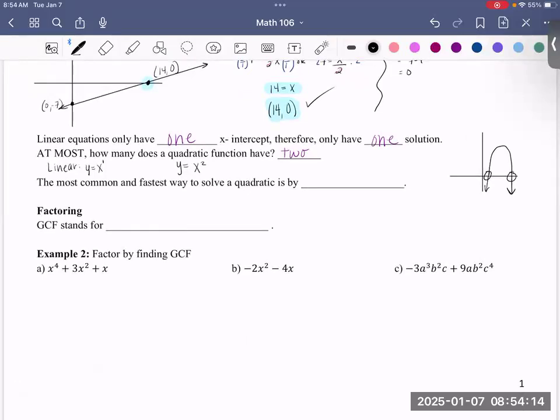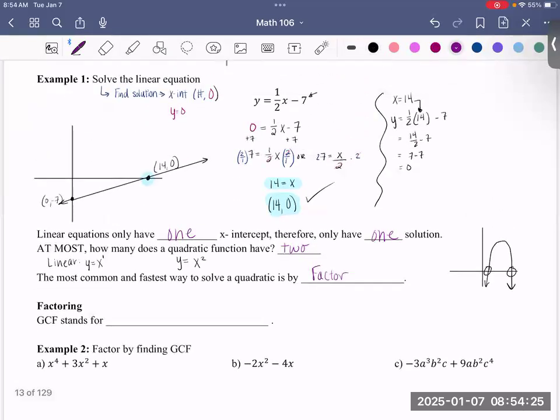If we are to continue on, it says the most common and fastest way to solve a quadratic is to factor. So notice that we didn't have to factor for linear. If it has a linear approach, if it has a degree of 1, we don't have to factor. However, if it's not a linear function, and if it's a quadratic, cubic, quartic, you name it, some sort of polynomial, most likely we're going to have to factor.